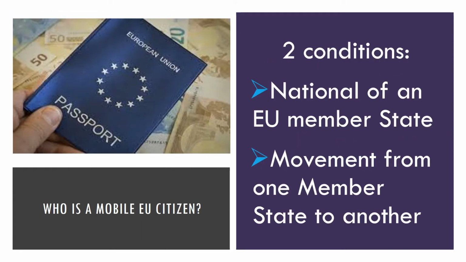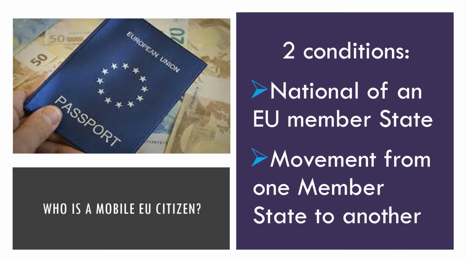Let's look at the conditions to fulfill to be considered a mobile EU citizen. There are two cumulative conditions. This means that both conditions must be satisfied. The first condition is holding EU citizenship. This means being a national of an EU member state. Third country nationals are not EU citizens because they are nationals of countries outside the EU.